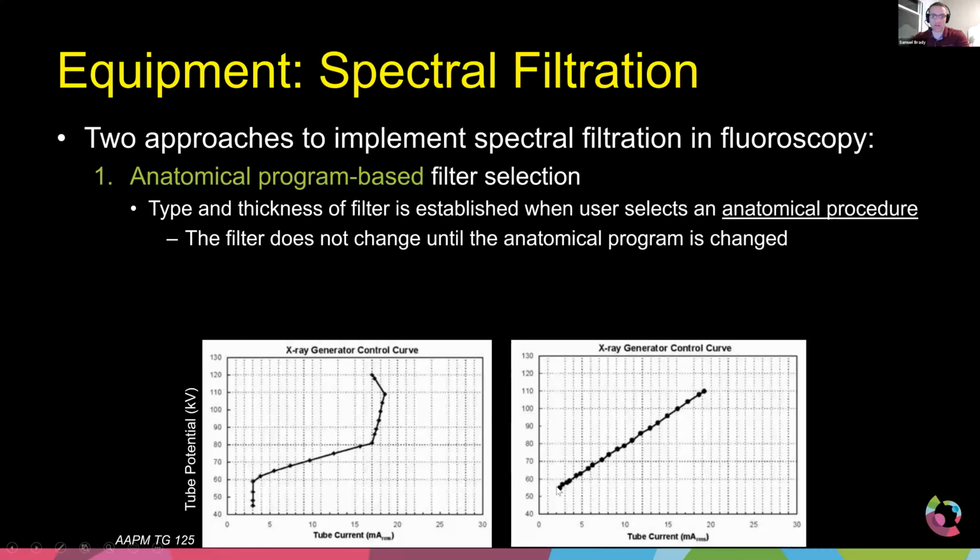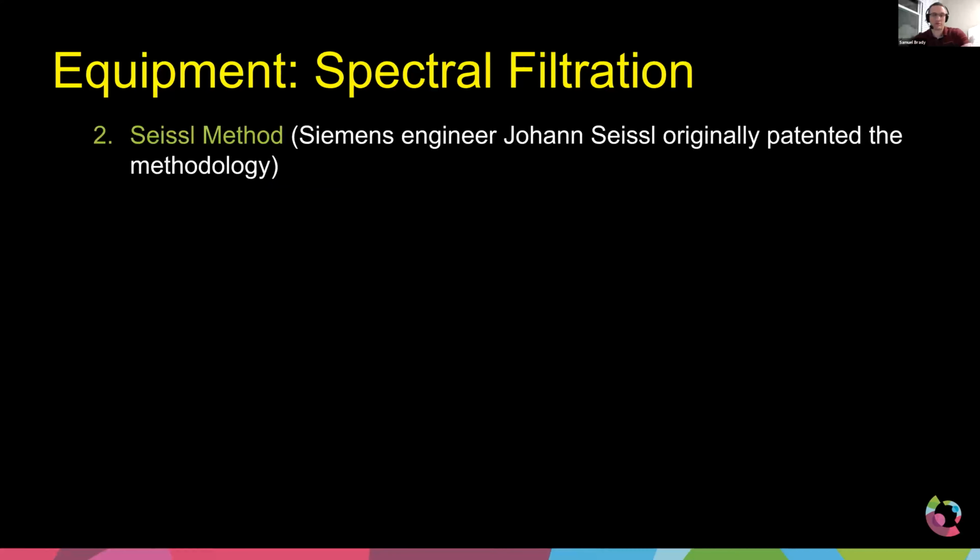Some of it may be linear. Therefore, as mA changes, as it increases, so does kV. Others, as you can see here, the kV will change first, and then the mA will change with some kV. And in this case, kV will change very aggressively. mA will hardly change at all. And there will come a point where you just max out the mA. So the mA has to reduce as you increase your kV even higher. So there's always some way these systems approach it. But for the anatomical program-based filter selection, it's the same filter through the entire imaging chain.